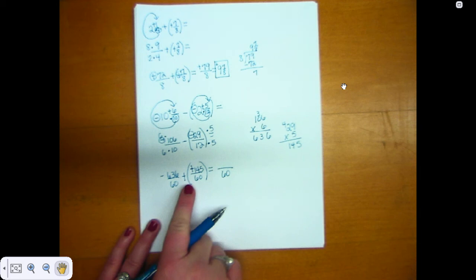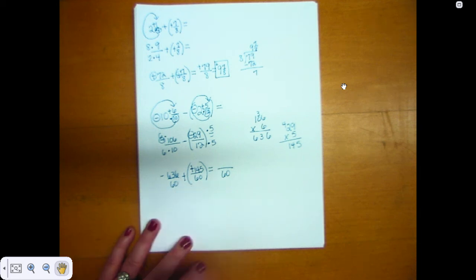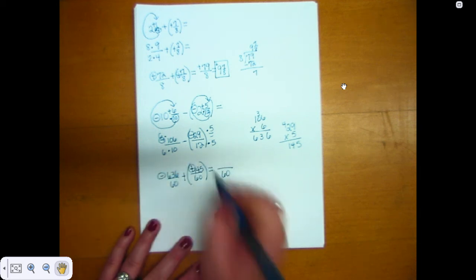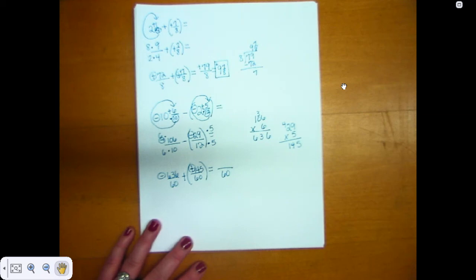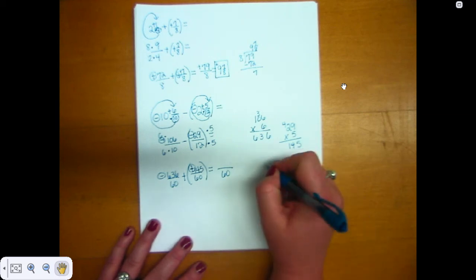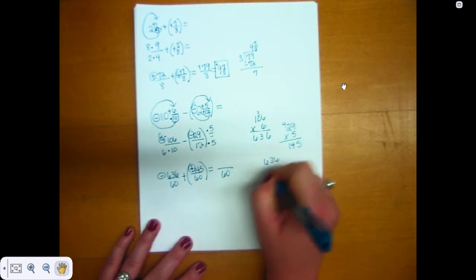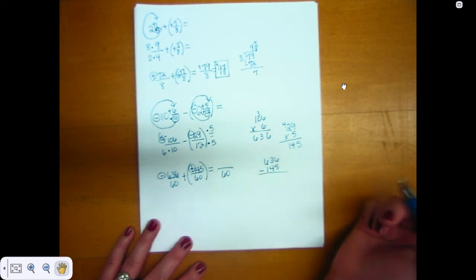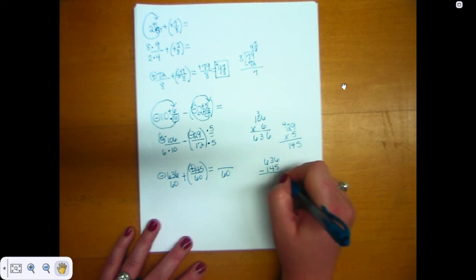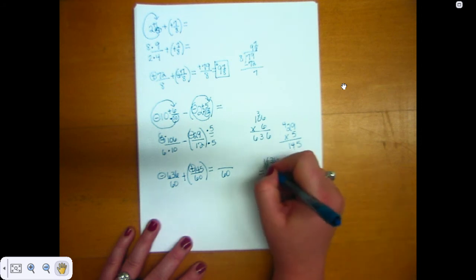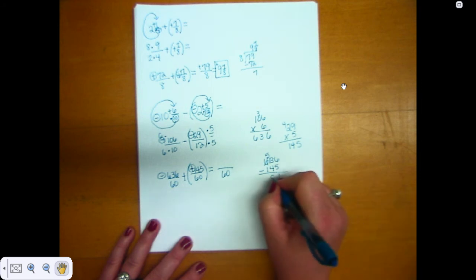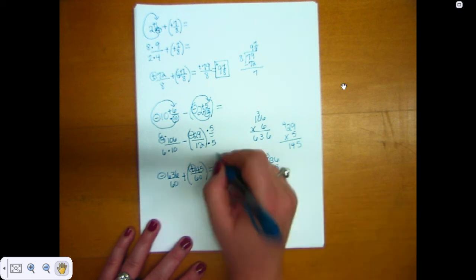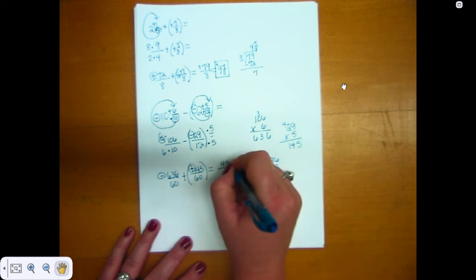Now, I have a common denominator. I have an addition problem. Now I can check my signs. My signs are different, which means I'm going to subtract. So, 636 minus 145. 6 minus 5 is 1. I need to borrow. 13 minus 4 is 9. And 5 minus 1 is 4. So I'm left with 491.